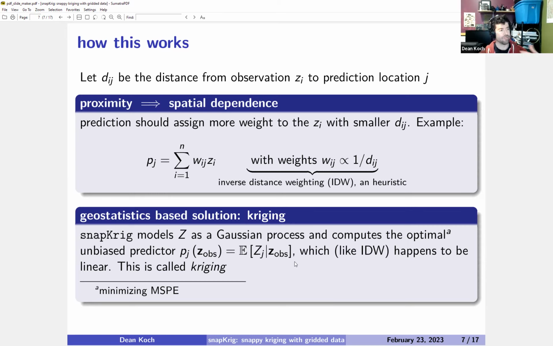The geostatistics-based version of this is called kriging, and it's a model-based approach. So it doesn't start from this formula. Instead, it starts from basic assumptions about the spatial process that generates the data. And if we assume that it's a Gaussian process, then it turns out that the optimal predictor can be derived exactly, and it has a very simple mathematical form. And this makes the technique very appealing mathematically, and it makes things a little simpler in practice.